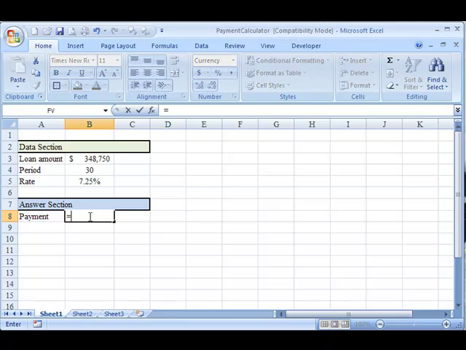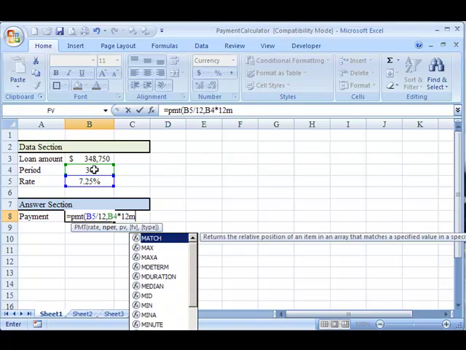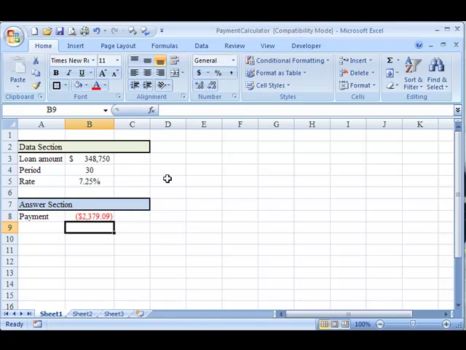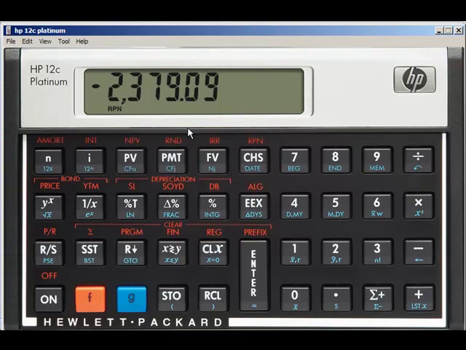And now I use the built-in function PMT, which does the same thing that your HP12-C does. As you can see, I need the rate first. Take that rate, but I'm going to divide it by 12 to get a monthly rate. Take your number of periods, which is 30 years, but I need to multiply by 12 to get total months. And then your present value is 348,750, and you finish it up. And 2379.09. And if you recall, that's exactly the same answer that you got with your HP12-C, so either way works.